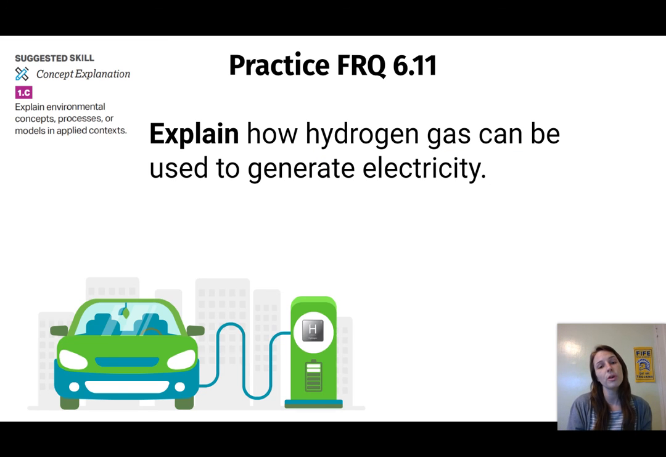So what I want you to do for your practice FRQ for 6.11, you're going to practice the skill of explaining an environmental concept in an applied context. So what I want you to do is explain how hydrogen gas can be used to generate electricity. So that's going to be your practice FRQ for 6.11, and those were your notes on 6.11 about hydrogen fuel cells.